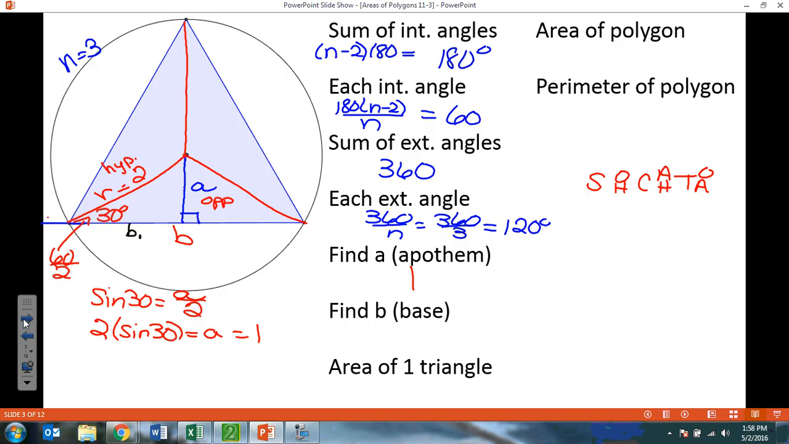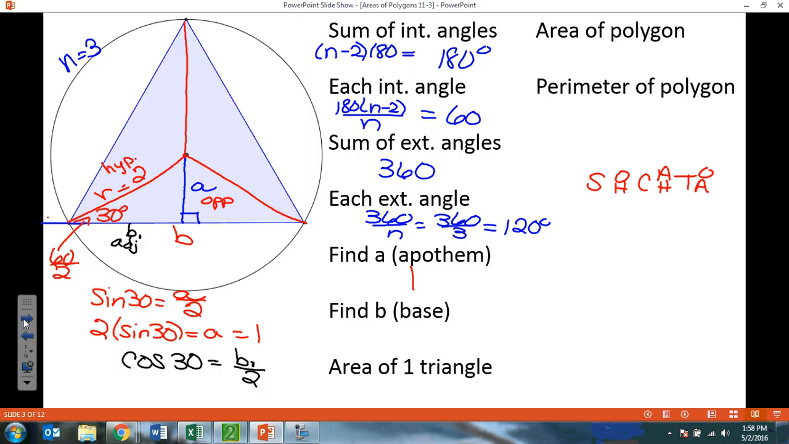So we want to find that base. Which one are we using? Sine, cosine, or tangent? We're looking for the adjacent, the part that's next to it, so we'll use the cosine. And we'll use this over and over and over again. So the cosine of 30 will be our little base, our half base, divided by the hypotenuse. In this case, it happens to be 2.